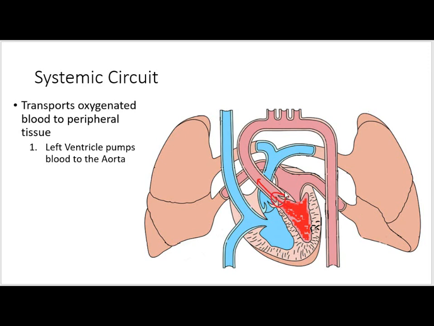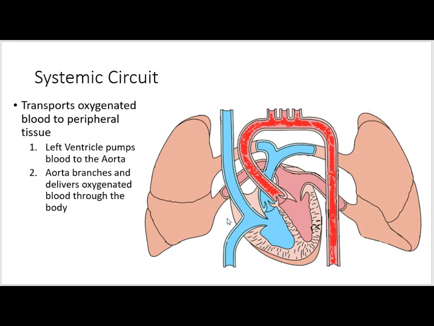So systemic circulation basically provides the functional blood supply to all the body tissue. It carries oxygen and nutrients to the cells throughout the body, and then picks up carbon dioxide and brings it back to the lungs. So this oxygenated blood now moves to the aorta.